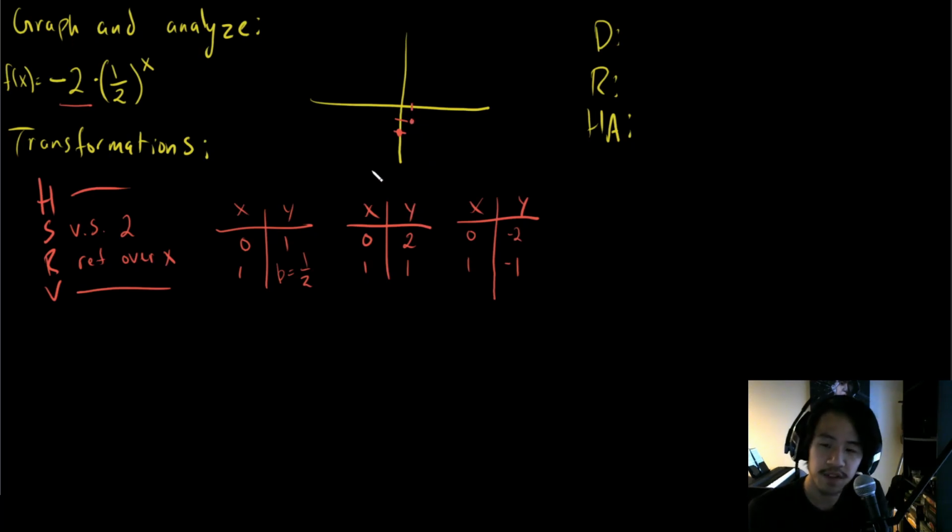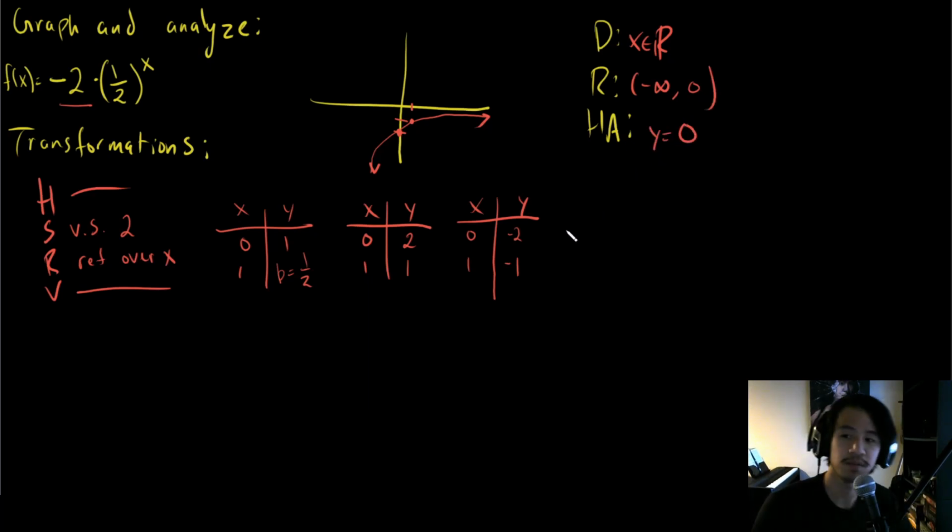So we should have something quite interesting. So let's go ahead and draw this. And bam. It's a reflected exponential decay function. So our domain in this case is going to be x is an element of the reals. And our range is going to be everywhere from -infinity to 0, because our horizontal asymptote is y equals 0. So that's it for exponential transformations.